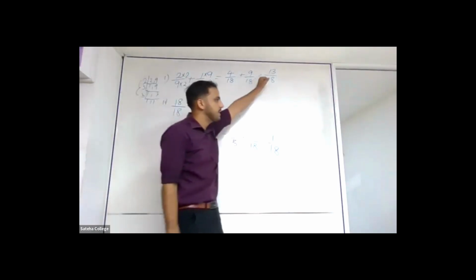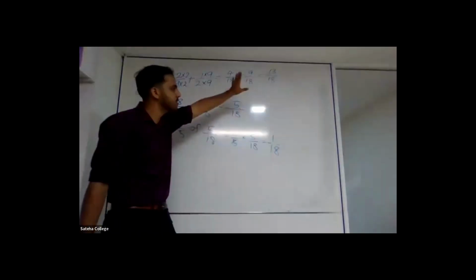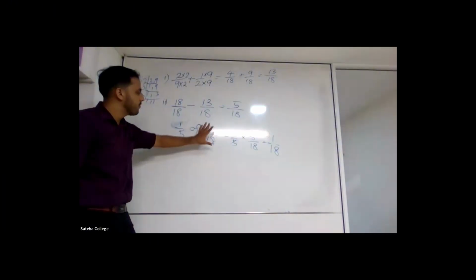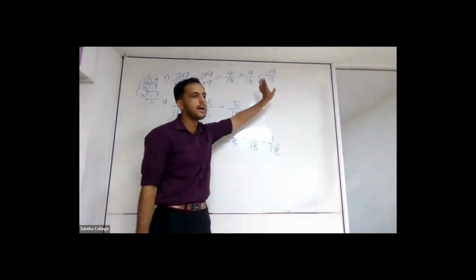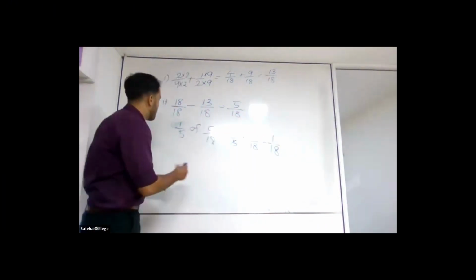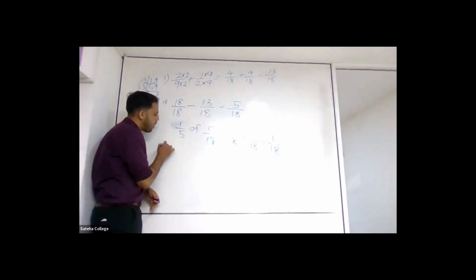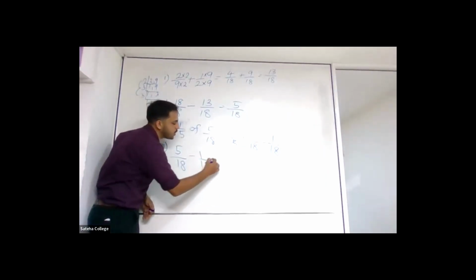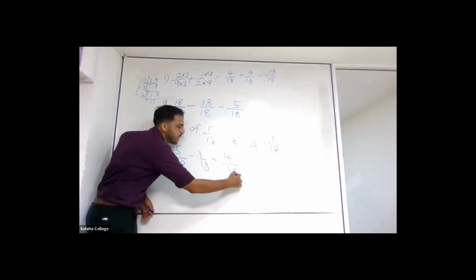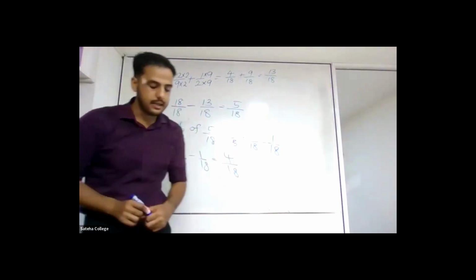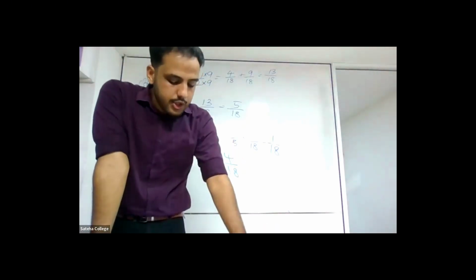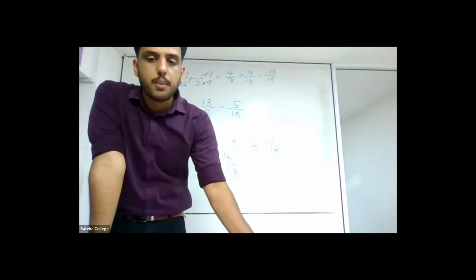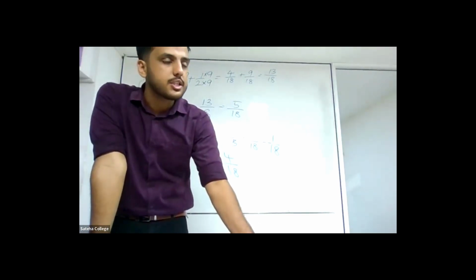Now there are 18 parts, 13 parts is used to buy sports and musical instruments. Then you have remaining 5 over 18. From this 5 over 18, now 1 part is used to buy books. Now what is remaining? From this 5 over 18, we used 1 over 18 to buy books. Now the remaining is what? 4 over 18. This 4 over 18 is used for renovation. That's row number 3. What fraction of the total amount is used for renovation?